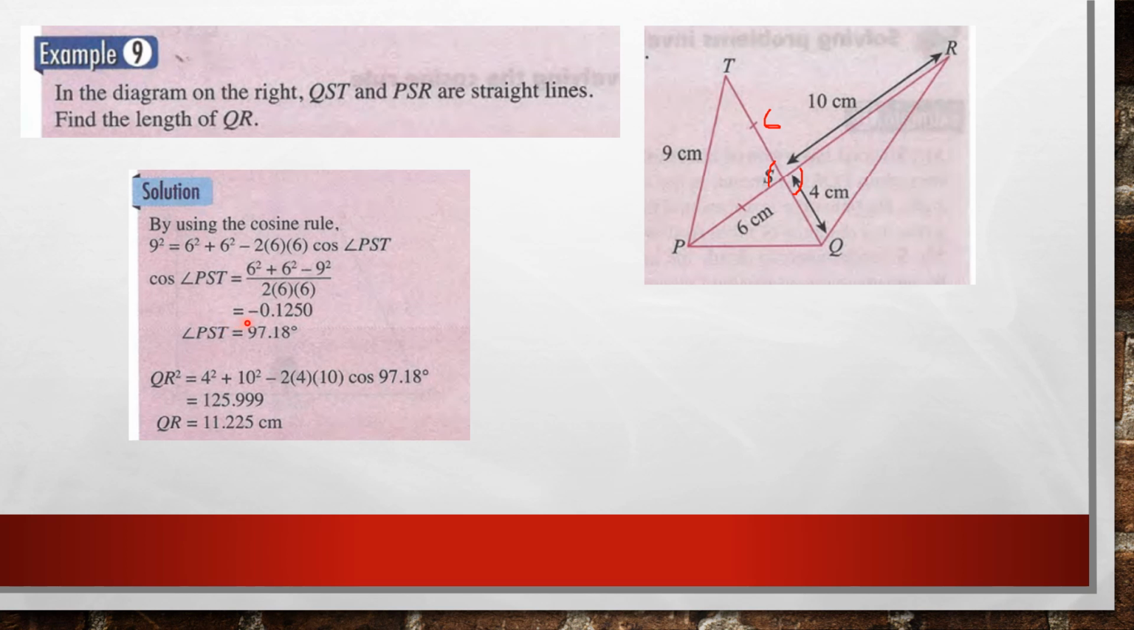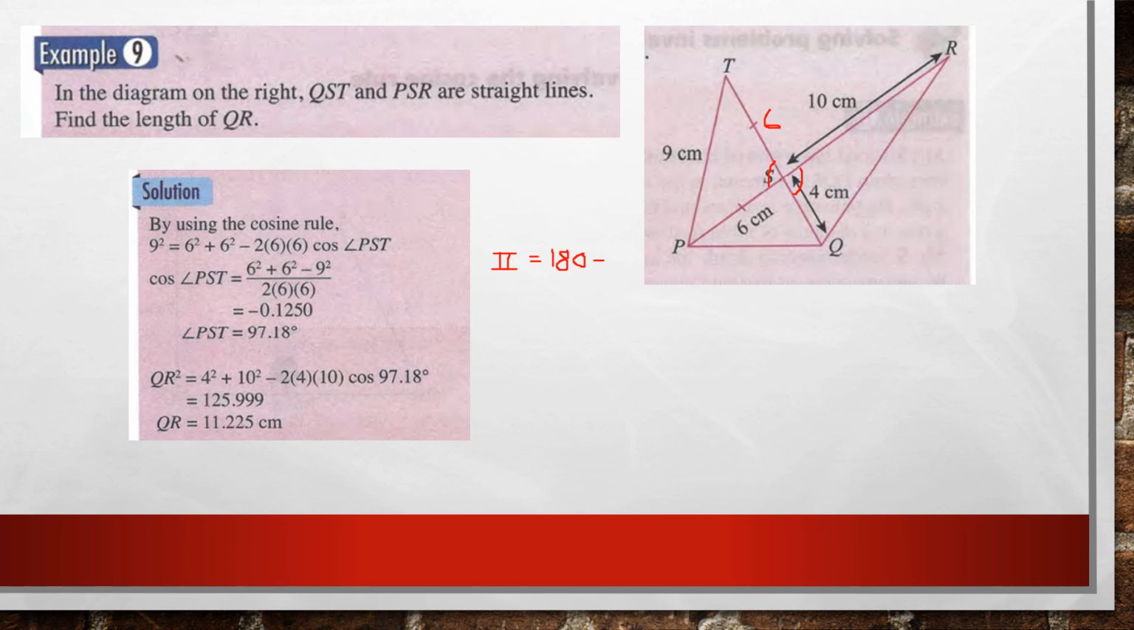So you will get the answer negative 0.1250 for cos. Since this is a triangle, the angles will be either in the first quadrant or the second quadrant. Now the value is negative, so that means the angle is in the second quadrant. For the second quadrant, you must know how to find the angle: we take 180 minus the reference angle.